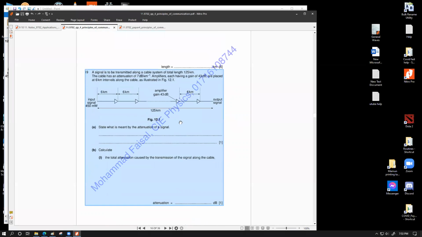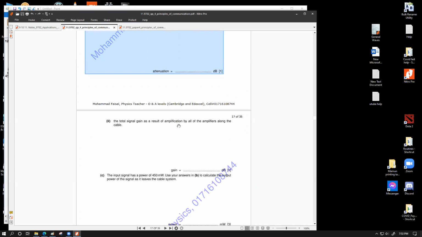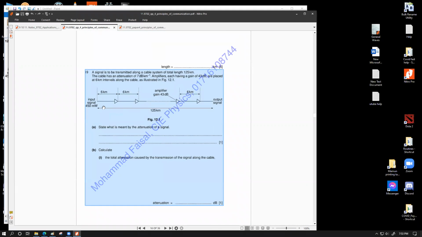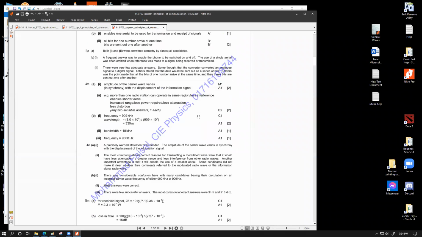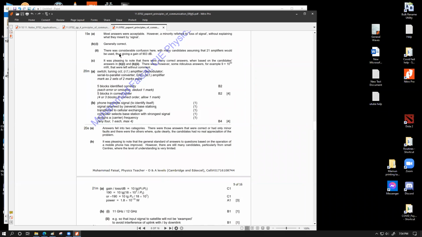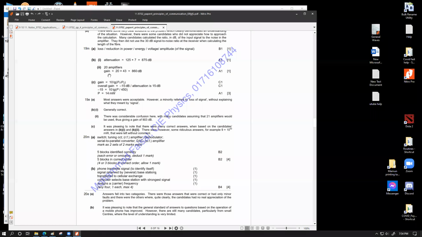Have a look at this question. The question says the total signal gain as a result of amplification by all the amplifiers along the cable. So you have to know precisely how many amplifiers you are using. In this case, to cover a total of 120 kilometers of length, we are going to use 20 amplifiers, and then for the rest of the 5 kilometers, we don't need any more amplifier because it is less than 6. So we have 20 amplifiers, so 20 multiplied by 43 gives you the value. If we have a look at the mark scheme, this is question number 19. So let's jump into question number 19. There it is. It says that 20 amplifiers gain equals 20 times 43. So they have just given the correct answer.